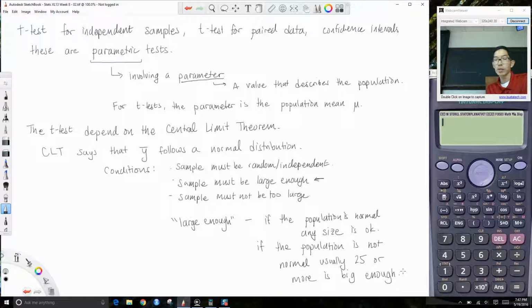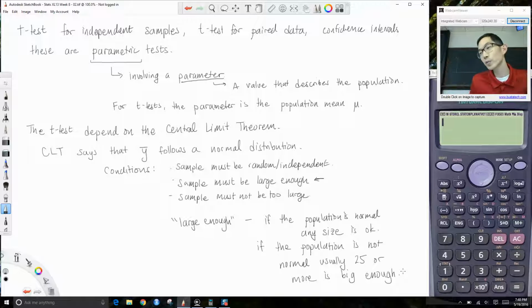Okay, and we said if it's really skewed or really not normal, then 25 might not be big enough, and perhaps you need to apply some kind of transformation like a log transform or a square root transform or something like that, okay? I'm hoping this feels review-ish and familiar.